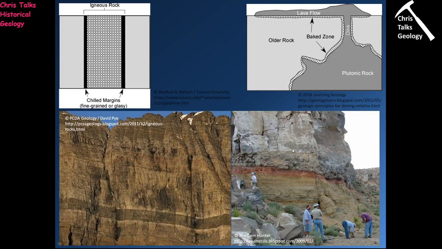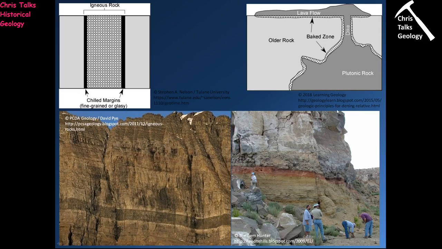You'll also notice that the heat from the lava flow here has actually baked the top of the sandstone layer and turned it red. Once again, this is another indicator that the sandstone layer was present before the lava flow was deposited over the top. Okay, so both of those pieces of information, the inclusions and the baking, tell us the sandstone was there first, then the lava flow went over the top of it.